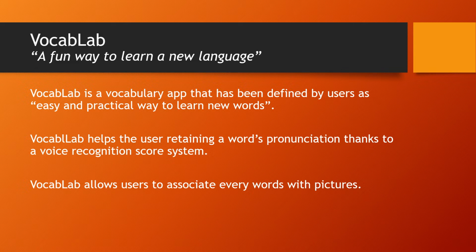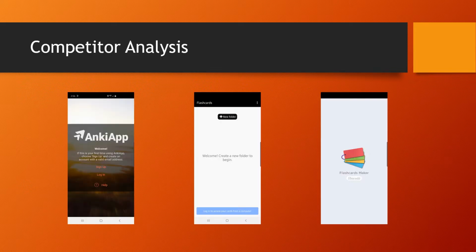Vocab Lab is basically a vocabulary app that has been defined by users as an easy and practical way to learn new words. It helps the user retain a word's pronunciation thanks to a voice recognition score system and allows users to associate every word with pictures. And now I'm going to show you how I got to the creation of Vocab Lab.